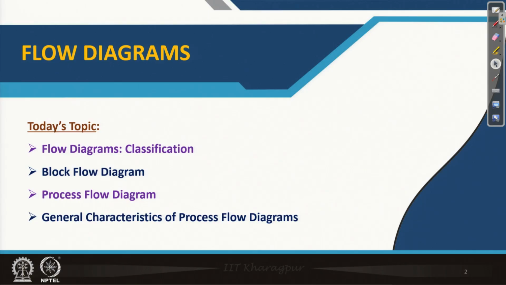In other words, we will be talking about flow diagrams that chemical engineers use to describe a chemical process. So, this will be today's topic. We will talk about various classifications of flow diagrams. We will talk about block flow diagram and process flow diagram in today's lecture and general characteristics of process flow diagram. There are other flow diagrams which we will talk about in later classes.